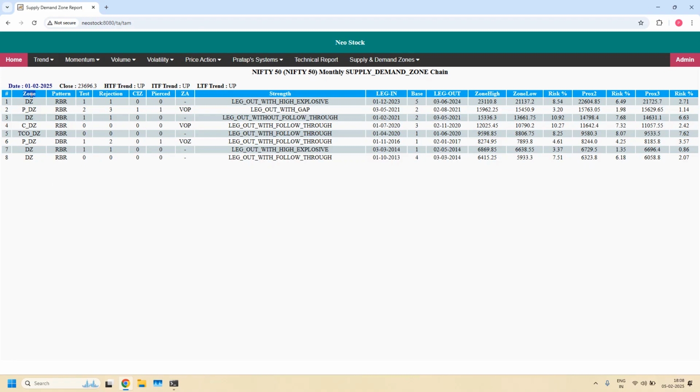Always look into the zone column to find high liquidity zones. Look into the pierced column to find the pierced zones. Always look into the LTF trend to find the trend of the current time frame you have selected. So apply the same rules for the remaining supply demand zone chain reports.